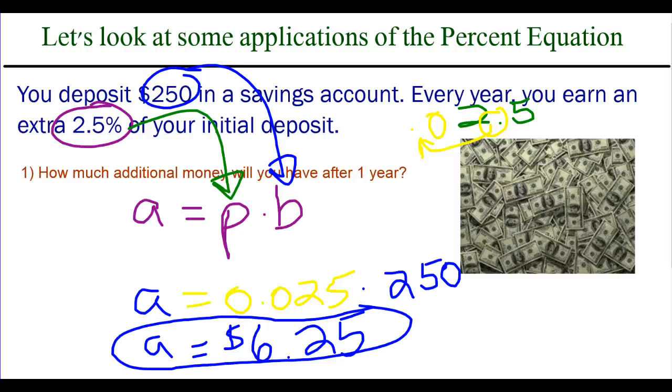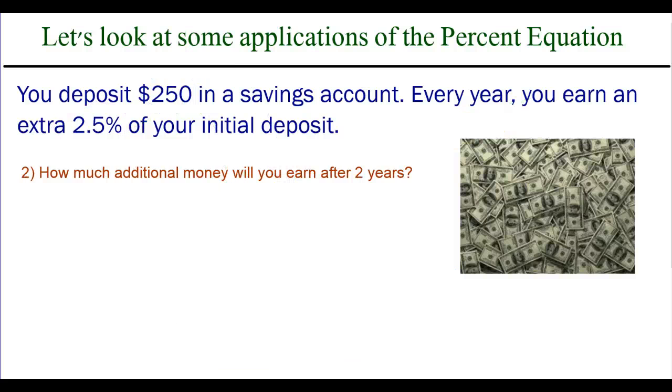Now see what you can do with the next problem that we have, which is looking at that same scenario and asking how much additional money will you earn after 2 years. Now there are 2 ways to do it, one very straightforward and another using the percent equation. Obviously you can use the straightforward version to see what your answer should be, but see if you can modify that percent equation a little bit and get the answer that you're looking for about how much additional money you earn after 2 years. So go ahead, pause the video, work on this, and come back when you are ready to move on.